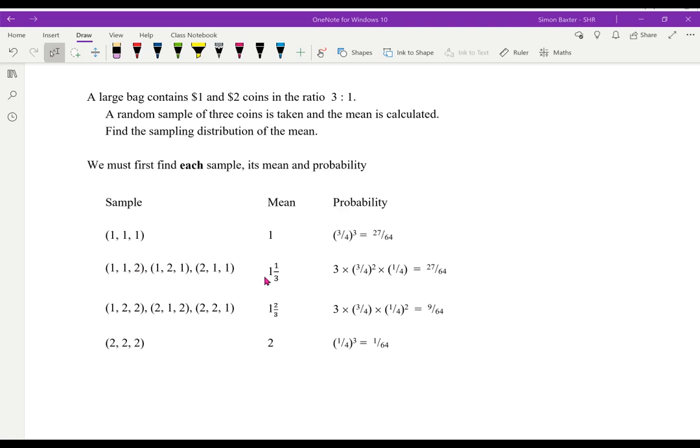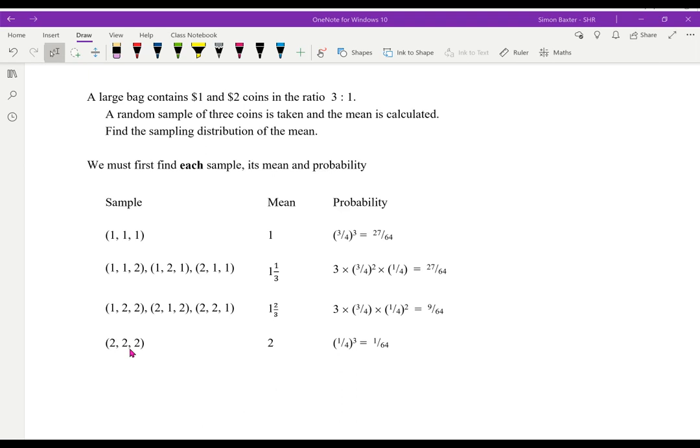Then, if we're methodical about this, we could have samples where there is one $2 coin and two $1 coins. These will all have a mean of 1 1/3, but they are different samples because the 2 occurs in different places. Two 1s, probability 3/4 squared, one 2, probability 1/4, 3 samples, probability 27/64. Then, of course, I could have just one 1 and two 2s. All have a mean of 5/3, which is 1 2/3, 3/4 for the 1, (1/4) squared for the two 2s, and 3 samples. Gives us 9/64.